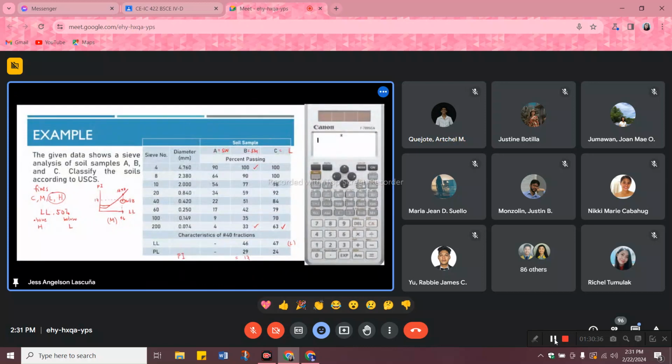Now what's left is to determine if it is clay or silt. The determination is the same as the Atterberg limits requirements we did earlier. So in the Atterberg requirements, we need the PI. The PI in this case is 47 minus 24, which is 23. Then to determine if it is above or below, we use the A-line equation. The A-line is PI equals 0.73 LL minus 20.